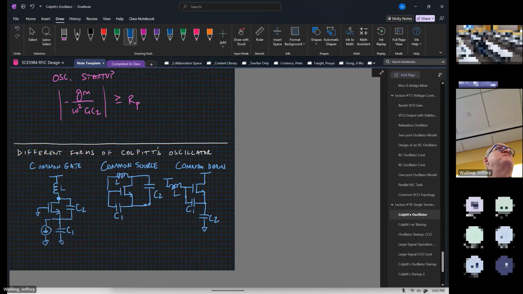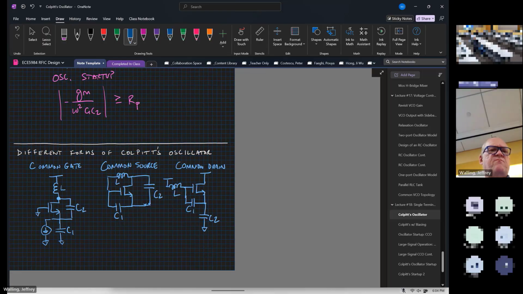Can I do this with a PMOS? Of course, PMOS will give me a GM. What are some reasons I might choose a PMOS over an NMOS? Lower flicker noise, so I'm going to get better phase noise performance. Yeah. Why would I not choose a PMOS? Lower mobility, which means I probably won't be able to operate to as high a frequency. Yeah. So NMOS will probably give me a higher frequency, but worse phase noise. PMOS is going to get me lower frequency but better phase noise performance.